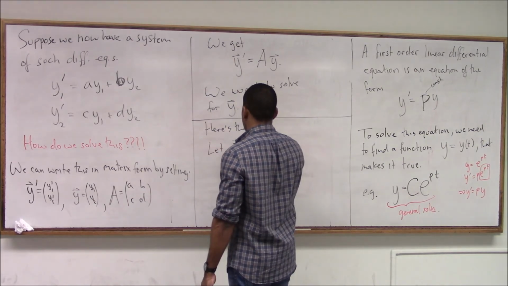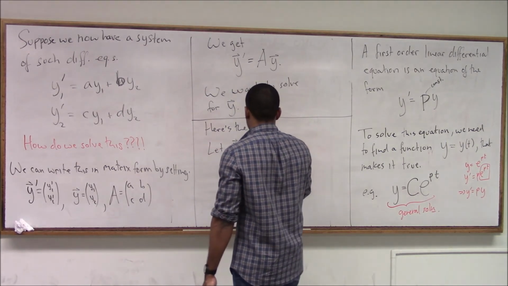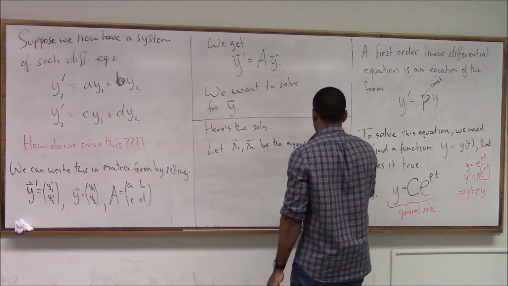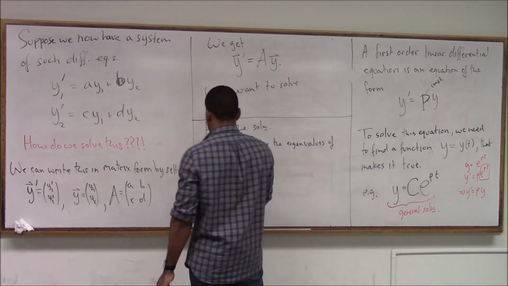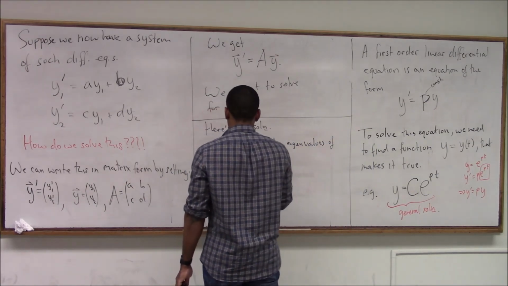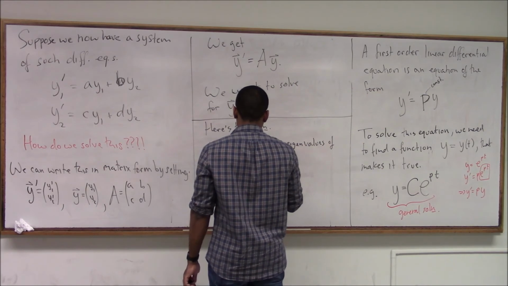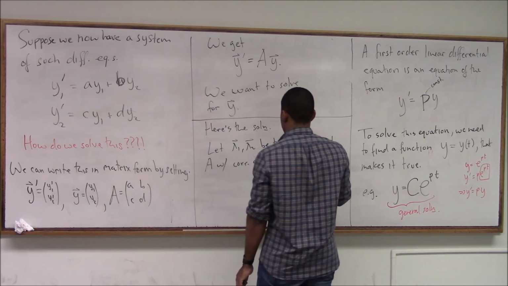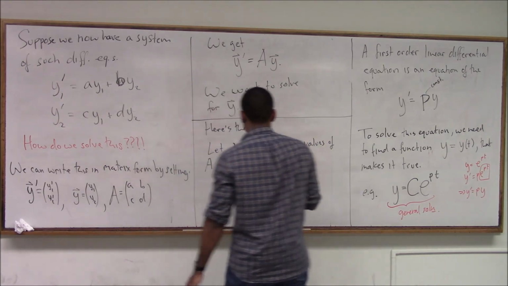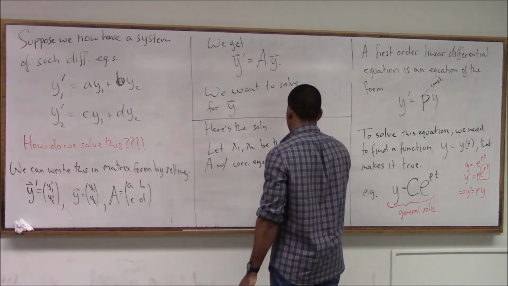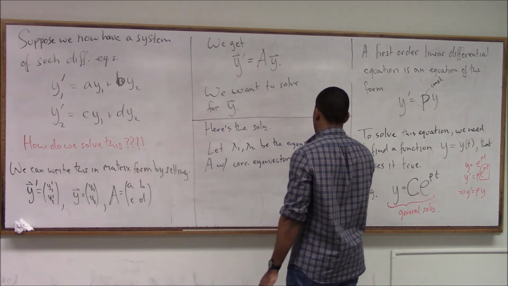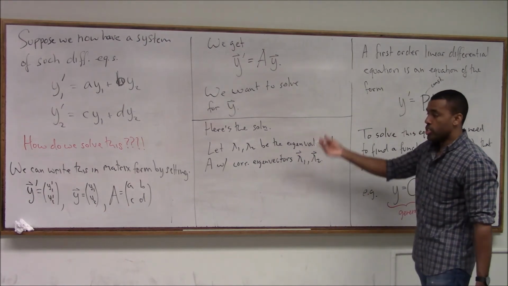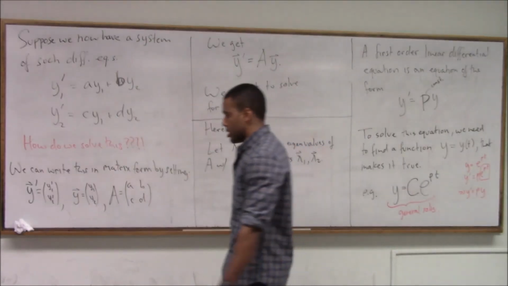Let lambda 1, lambda 2 be the eigenvalues of A, with corresponding eigenvectors. So say you have this coefficient matrix, you can find its eigenvalues and eigenvectors, and there are n of them.